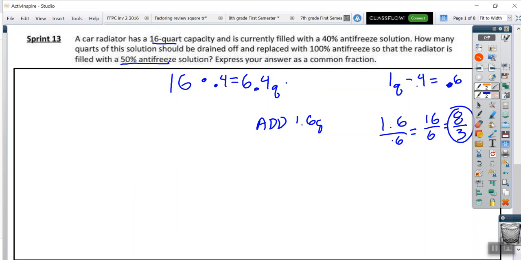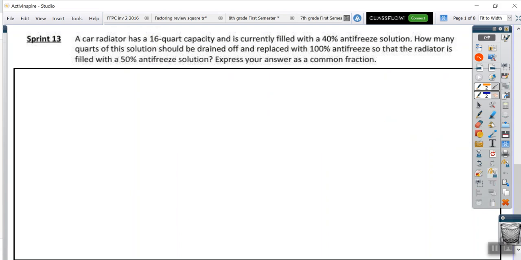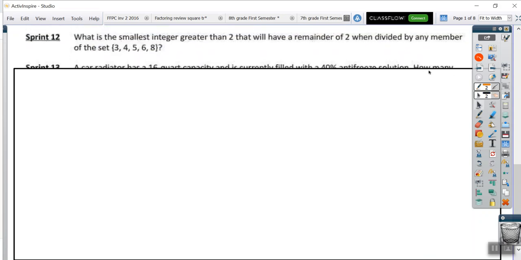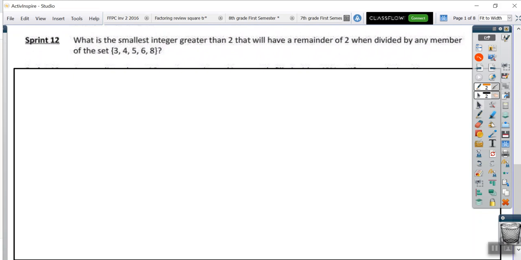Ta-da! Would I be able to do these problems in competition? Maybe. Maybe not. We'll see. But that's kind of a cool problem. Yeah, it is. I like that. I've seen these before. All right. So we'll do two more, and then we'll move on.